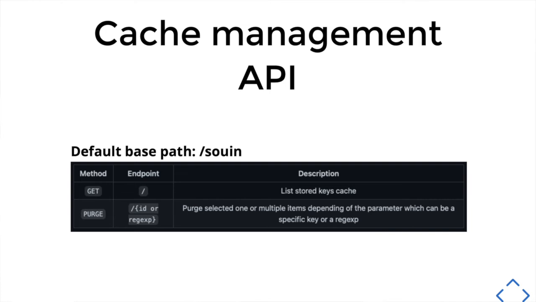Note that the tag groups 1 or more cache keys to invalidate, and you can also send a purge request on the flush endpoint to flush the whole cache storages and the surrogate storage.